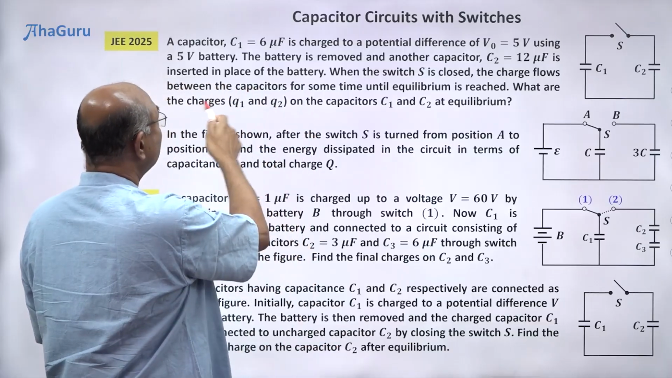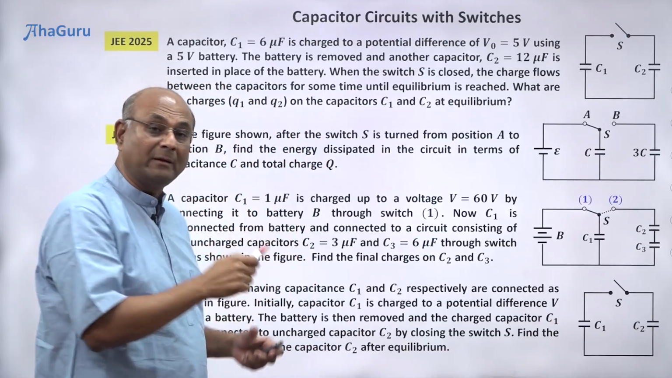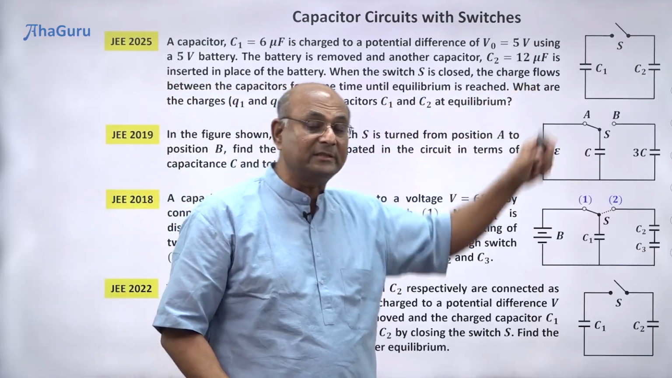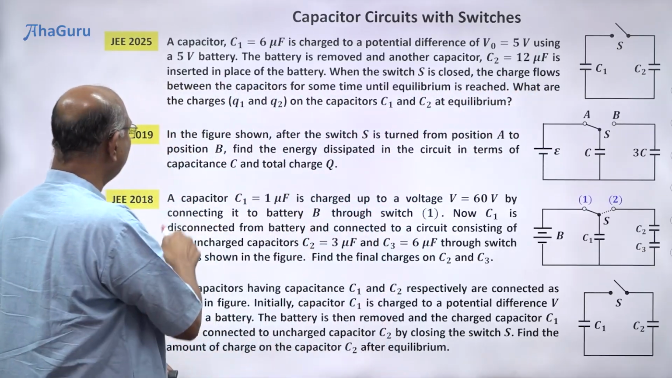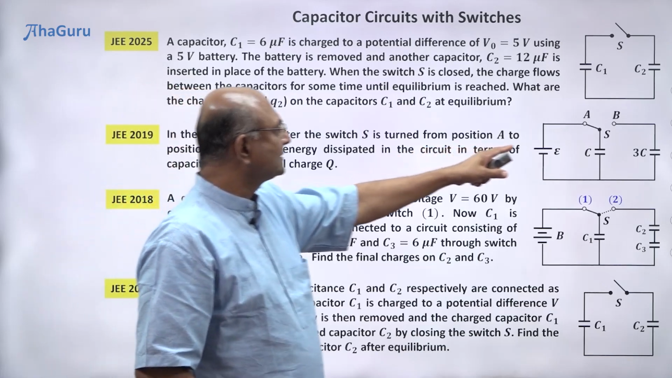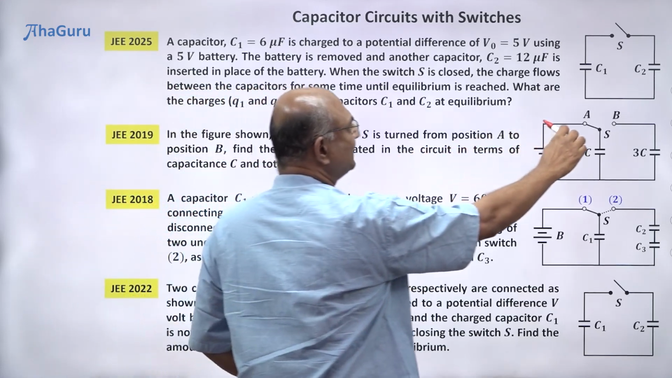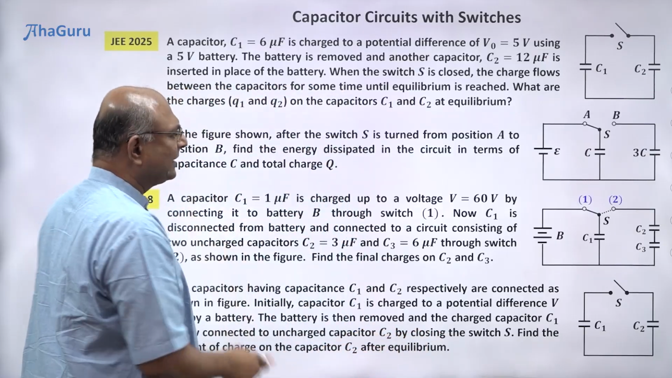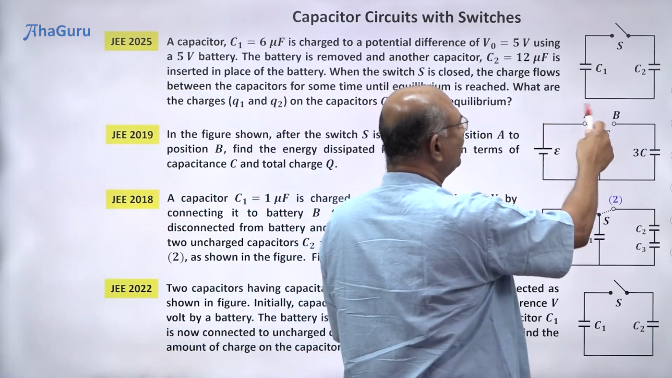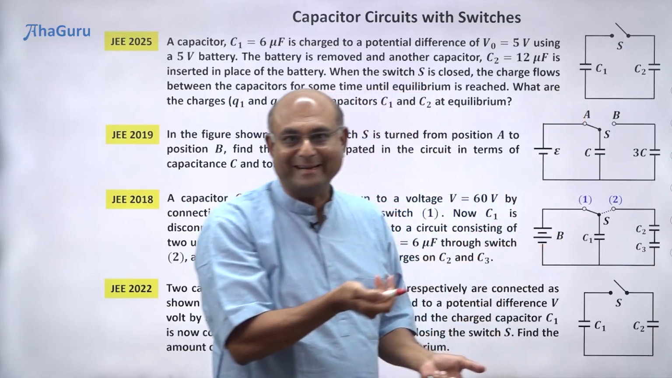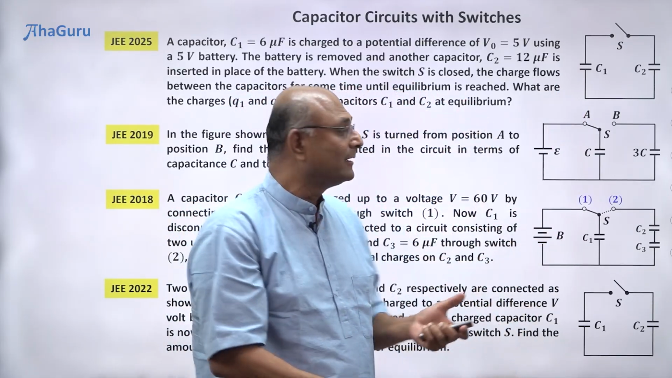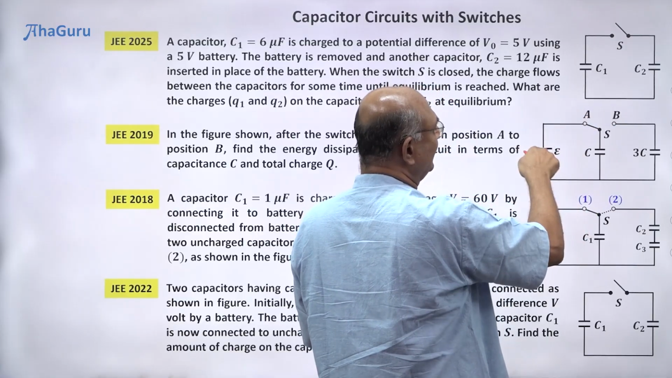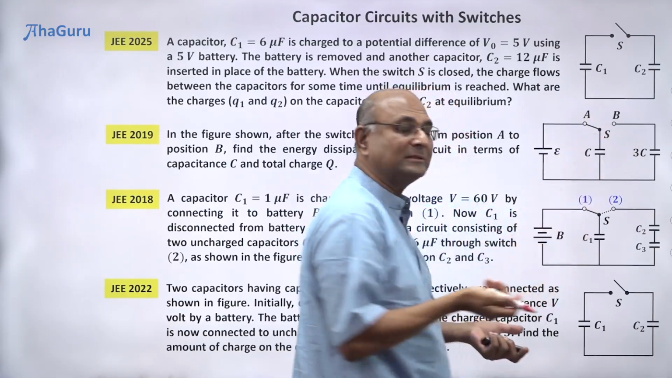And the question that is asked is, after some time when equilibrium is reached, what will be the charges on the two capacitors C1 and C2? So this was asked in 2025. In 2019, a question was asked where the switch is turned from A to B. In 2018, by the way, switch turning from A to B is exactly the same idea. You put a battery, you remove the battery, but that's exactly what you're doing when you're flipping the switch from A to B. Here it is connected to the battery, then it is connected to some other capacitance.